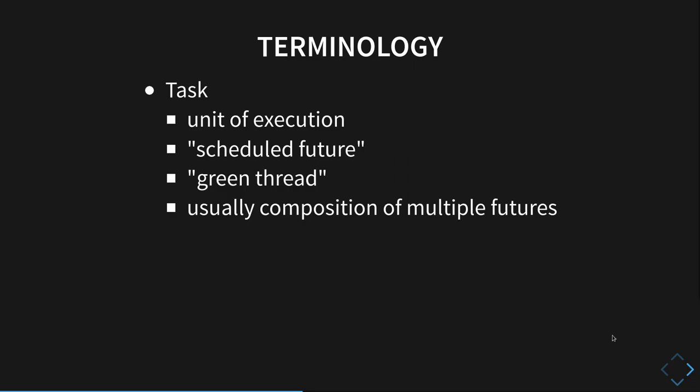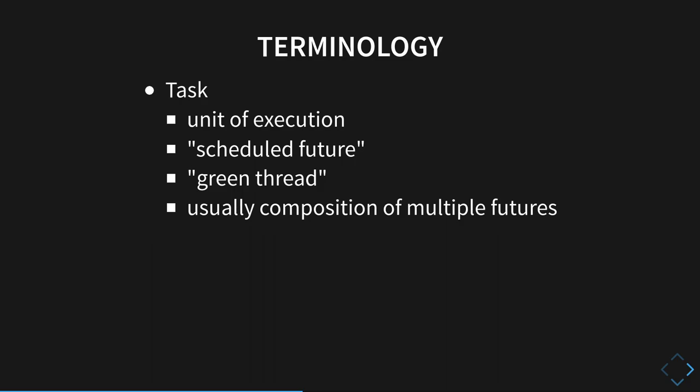So how is it actually done in Rust? First, some terminology. One term I want to introduce is a task. A task is a unit of execution, or rather a scheduled future, also called a green thread. Scheduled future because a task is a future, but it's a future that has been started or has been scheduled to run. You can just use a regular future and spawn it as a task, but usually your task is a future that is composed of several futures.